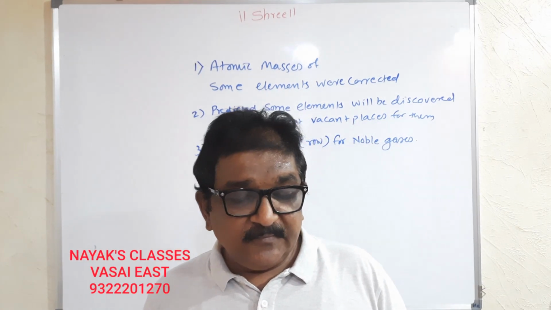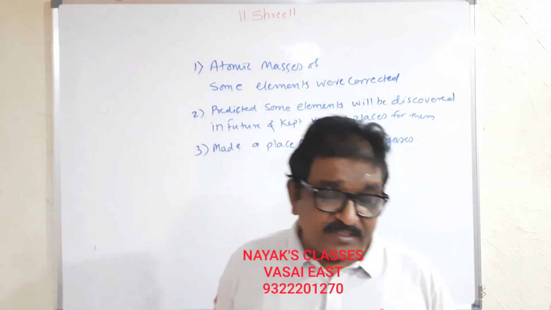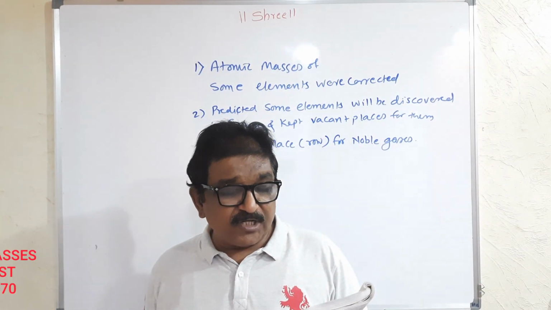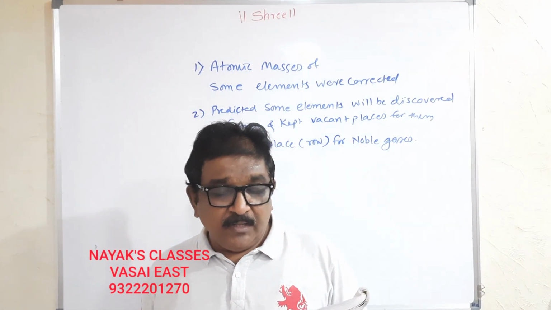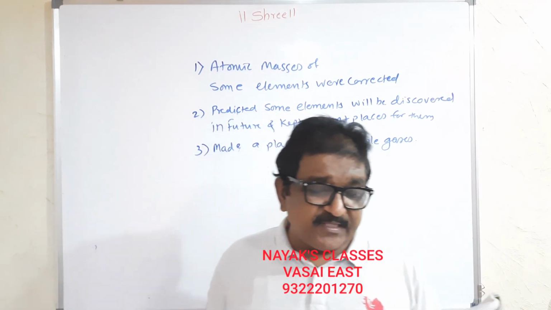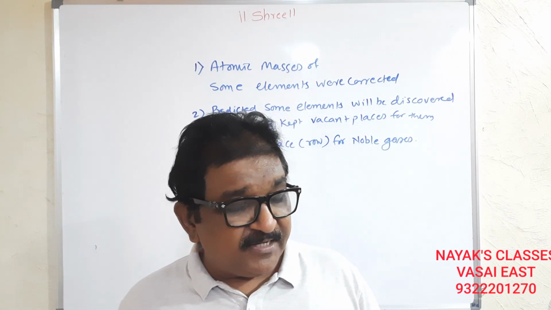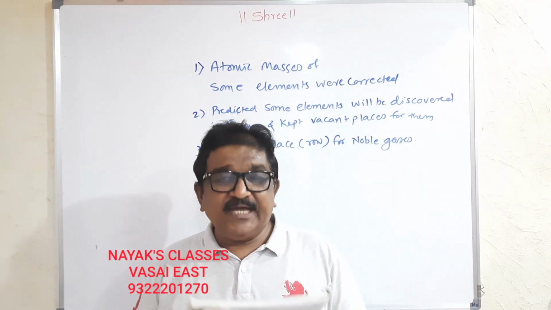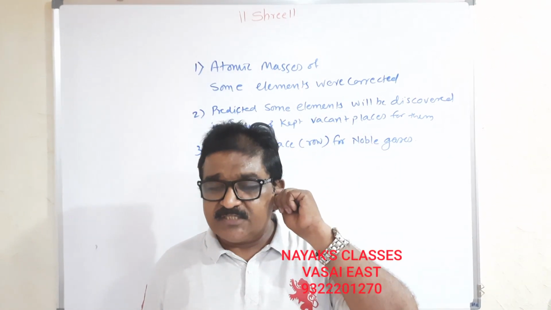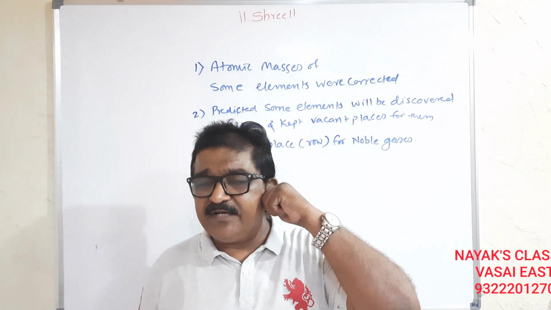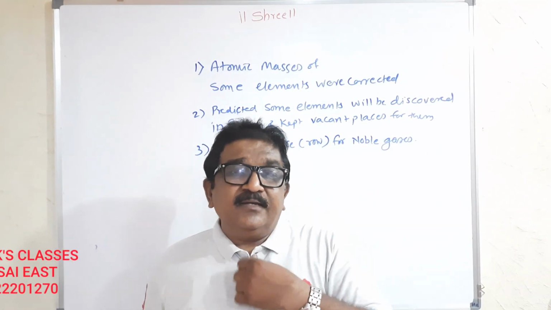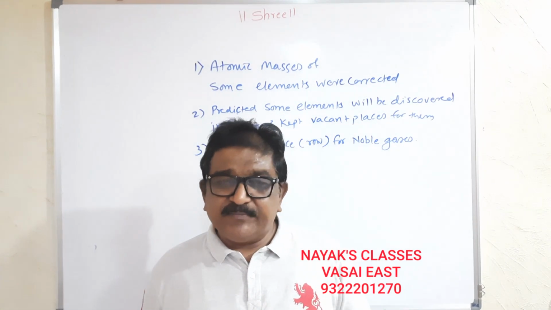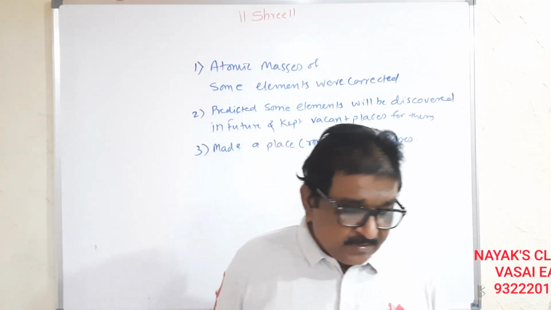And the last point here is, due to this success, all were convinced about the importance of Mendeleev's periodic table, and this method of classification of elements was accepted immediately. So as per his predictions, the elements were found in the near future, and Mendeleev's attempt was accepted by science immediately.